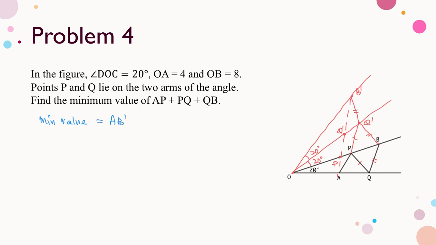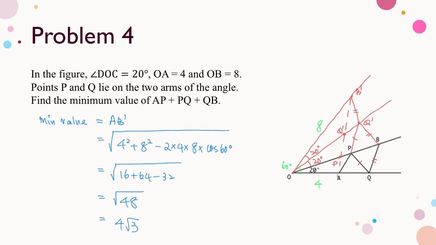Consider the triangle AOB prime, which is defined by SAS: the length 4, angle 60 degrees, and the length 8. By cosine formula, we have AB prime equals 4 root 3, the minimum value we look for.